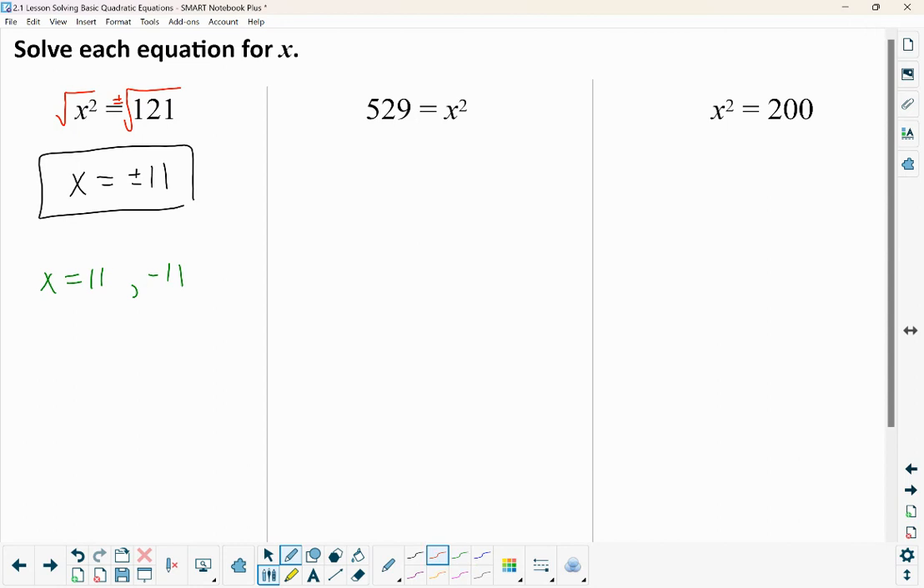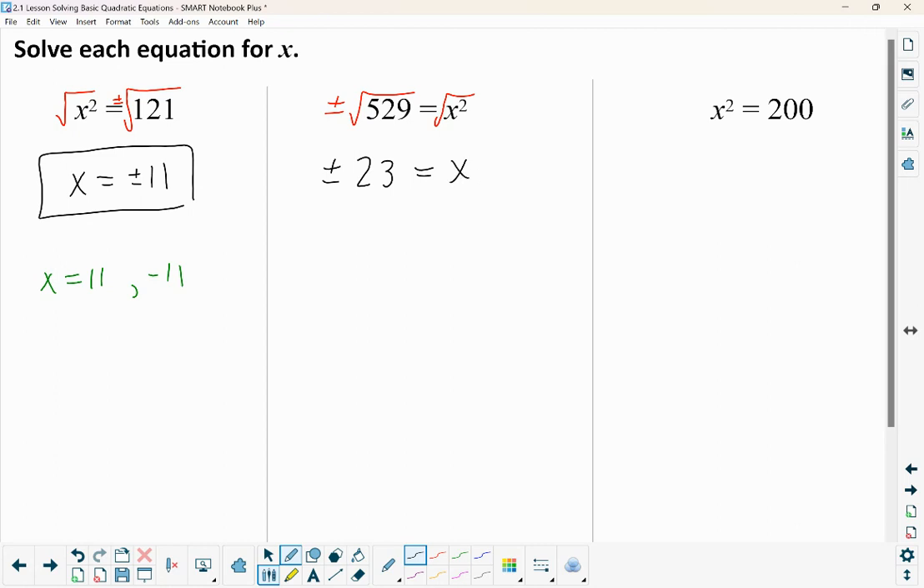Okay, so we have 529 is equal to x squared. So we're going to apply a square root to both sides of the equation to get the power of 2 on the x to cancel. So I'm going to put the plus or minus symbol always with the number part of the equation, not with the variable. So the square root of 529 is 23.